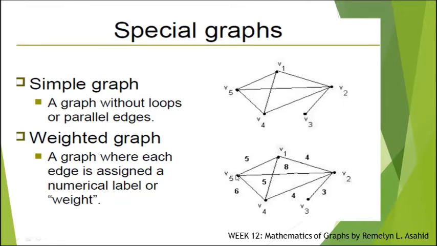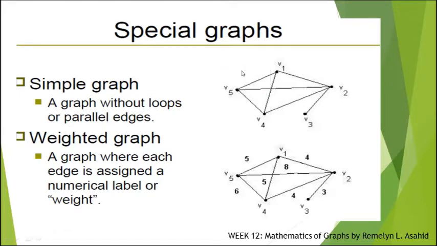So magmula dito sa B1 to B5, the distance is 5. B1 to B2, the distance or length is equal to 4. Magmula dito, we have 3. This one is 4. This one is 6. This is 5. Kaya tinawag nilang weighted graph because there's a corresponding value lahat po ng mga edges po niya.